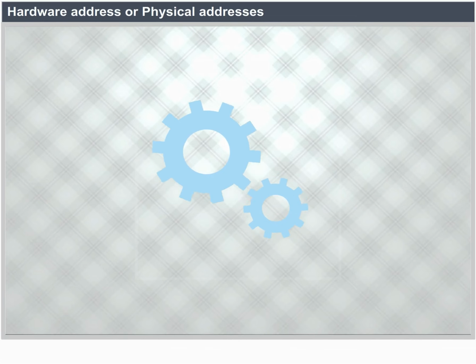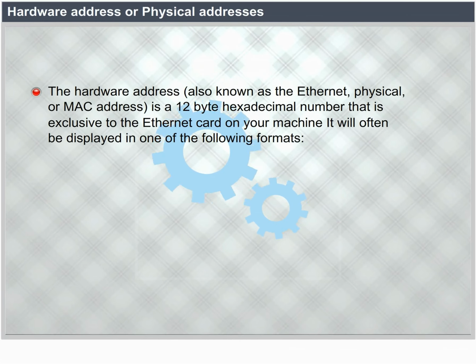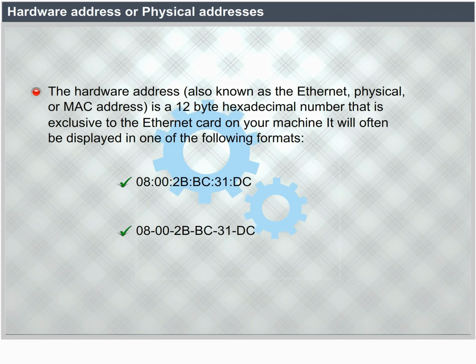Hardware address or physical addresses. The hardware address, also known as the Ethernet or physical or MAC address, is a 12-digit hexadecimal number that is unique to the Ethernet card on your machine. It will often be displayed in one of the following formats: 08:00:BC:31:DC, or 08-00-BC-31-DC. Sometimes leading zeros are omitted.